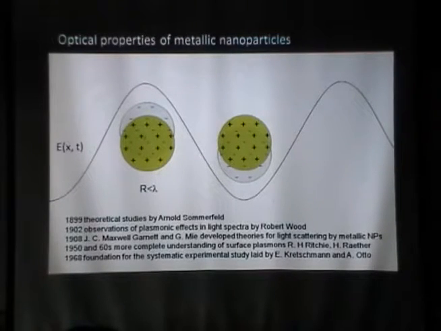This is not a new story. I give you here some more or less arbitrarily picked names. Many people work on this, but these are probably the most important works. It started around 1900 with theoretical work by Arnold Sommerfeld. Robert Wood made the first plasmonic observations in light spectra. Maxwell Garnett and Gustav Mie developed theories, analytical solutions for the light scattering by metallic nanoparticles. Later, in the 50s and 60s, a more complete understanding of surface plasmons came about. And in 1968, a very systematic experimental study of surface plasmons began with the configurations developed by Kretschmann and Otto.